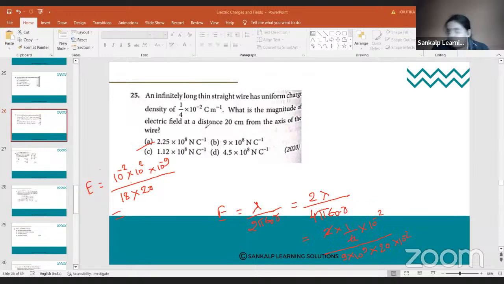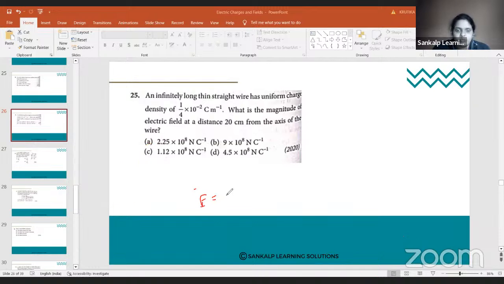The lambda value is given as 1 by 4 into 10 raised to minus 2. So substitute that. So 2 ones are 2, fours are 4. In the denominator there is 4 pi epsilon naught. What is its value? 9 into 10 raised, sorry, I made a small mistake in the substitution here. The 9 into 10 raised to 9 should come in the numerator itself, not in the denominator. So here it is, I'll write that once again.